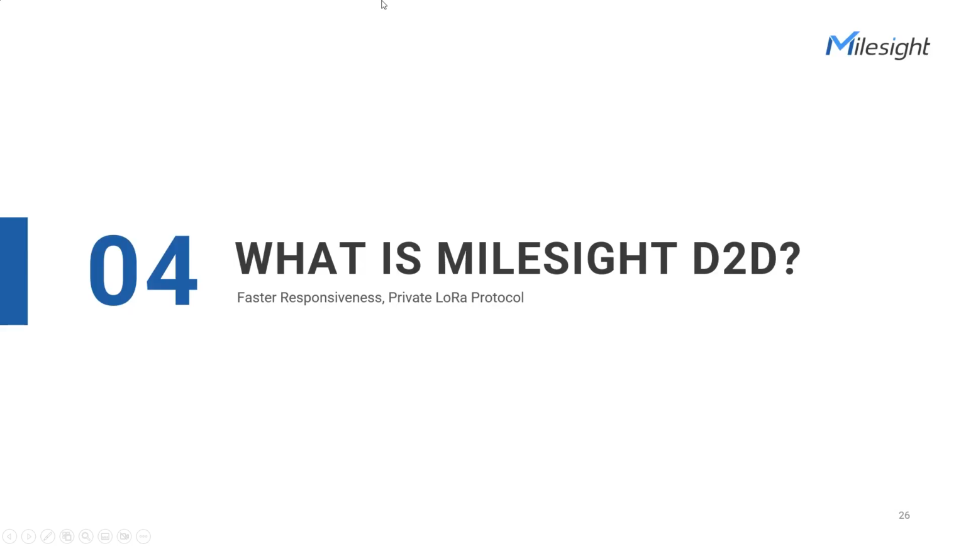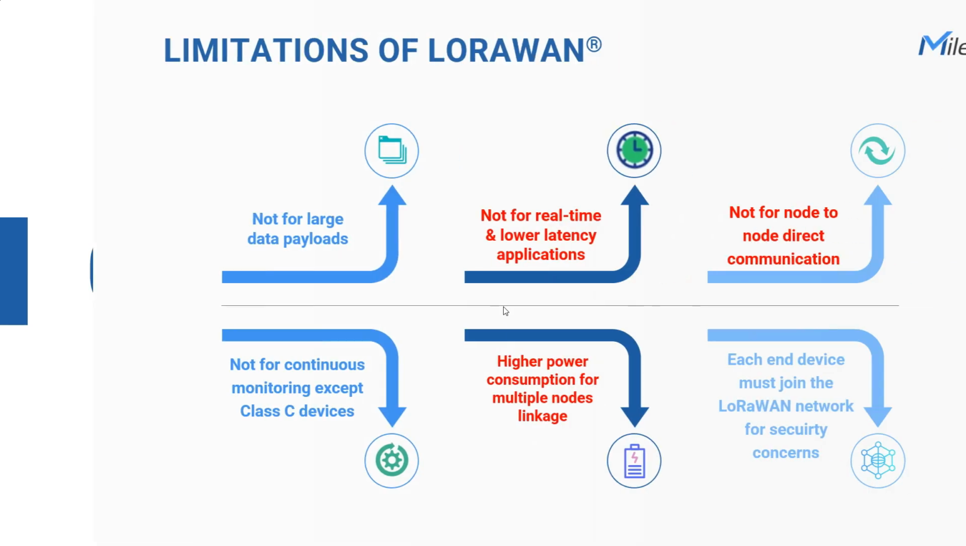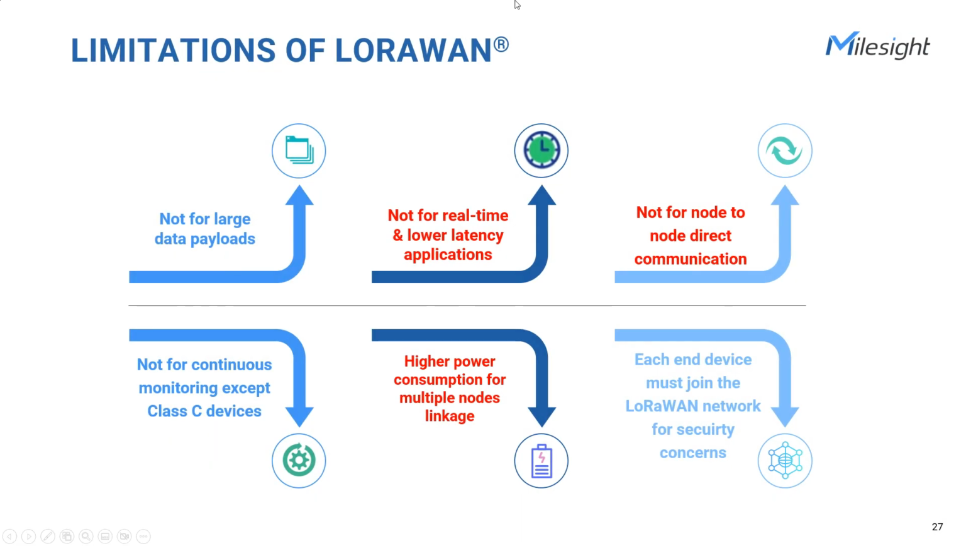Finally, I'd like to delve into the private LoRa protocol developed by Milesight, known as the D2D protocol. Just as we discussed, LoRaWAN is so popular because of its long-range capabilities, low power consumption, and cost-effectiveness, but some limitations come along as well, such as not being suitable for large data payloads because it's limited to 100 bytes. And more importantly, it's not ideal for real-time applications that require lower latency, because LoRa will not support direct communication from node to node without the use of a gateway.